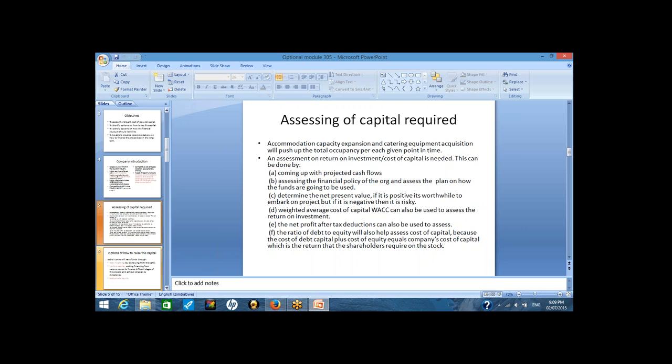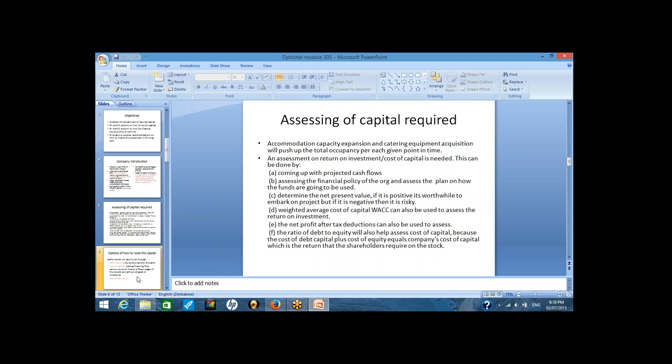The calculations and the formulas, I had reserved them for the actual writing of this assignment and coming up with the actual figures. I had not done that practically because I thought the presentation would just need an overall rundown of what we are expecting and what we are looking at in order to assess the capital required.